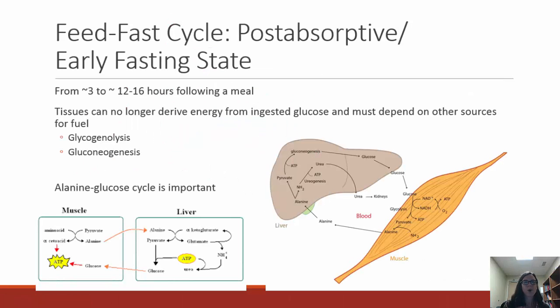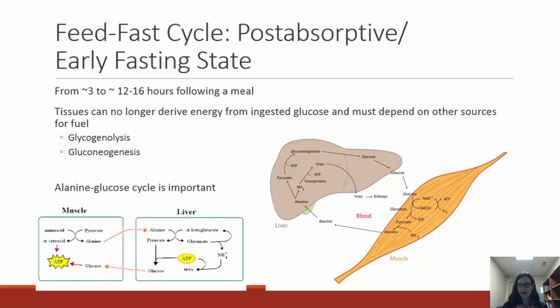Then we move on to our post-absorptive state, also called our early fasting state. This occurs from the end of our fed state at about 3 hours post-meal and goes to, if you could consider, a very long night without food, so 12 to 16 hours following a meal. At this point, the tissues can no longer derive energy from glucose that's ingested, and instead have to start relying on other sources for fuel, including glycogenolysis and gluconeogenesis. This is nothing new for us; we've already talked about this.